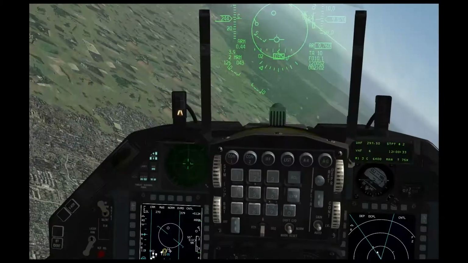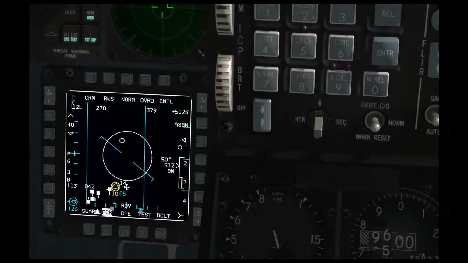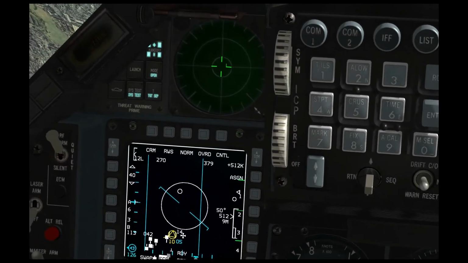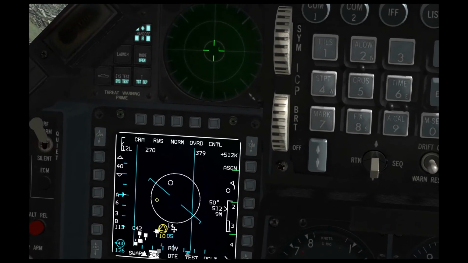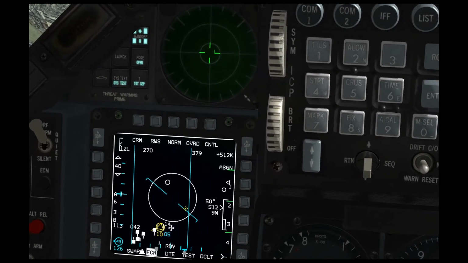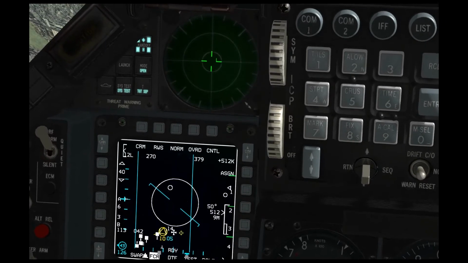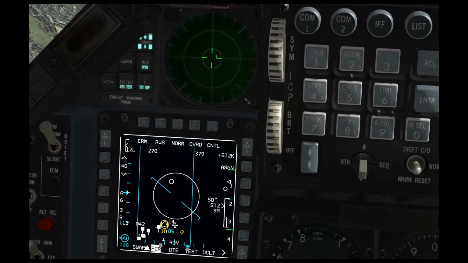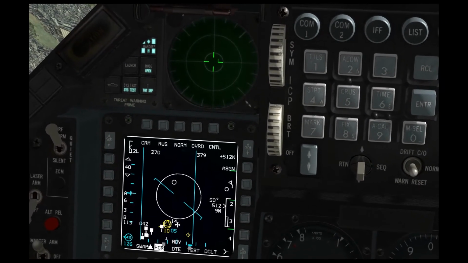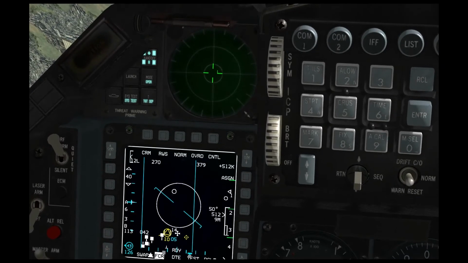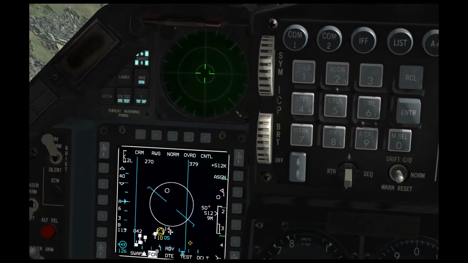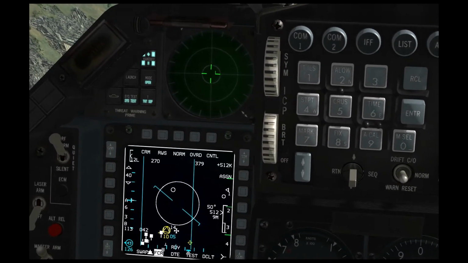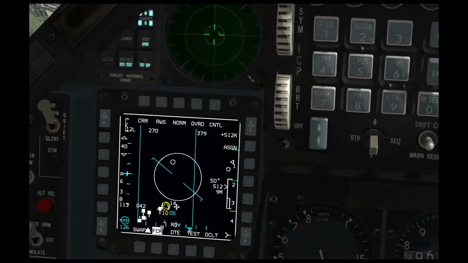Now I locked that up, and the reason why I did that is I want to show you some symbology here on the FCR. Now, what you're seeing is a number of things, okay? These blue vertical lines show you what your radar is currently scanning. So when I pressed TMS up to lock up the target, the radar beam shortens so it can acquire the target and you can get some more information.